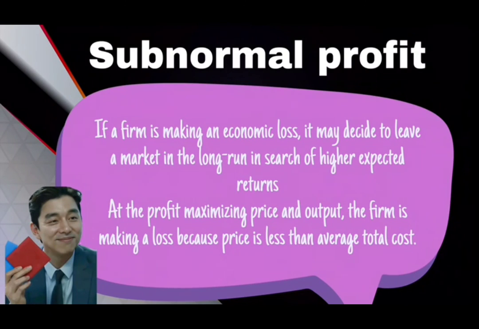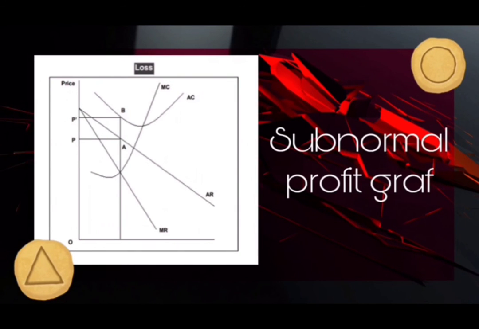Last but not least, subnormal profit. If a firm is making an economic loss, it may decline to leave a market in the long run in search of higher expected return. At the profit maximizing price and output, the firm is making a loss because price is less than average total cost. You can see in the diagram, the average cost curve lies above the average revenue curve for the same quantity.